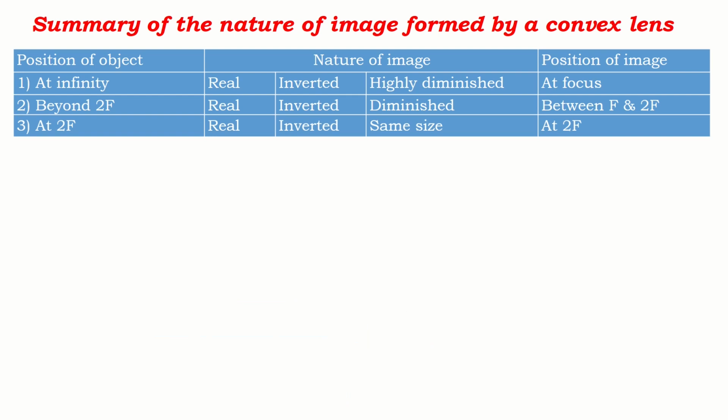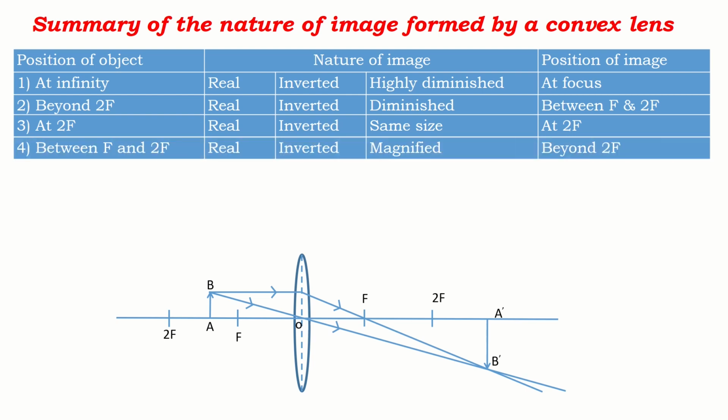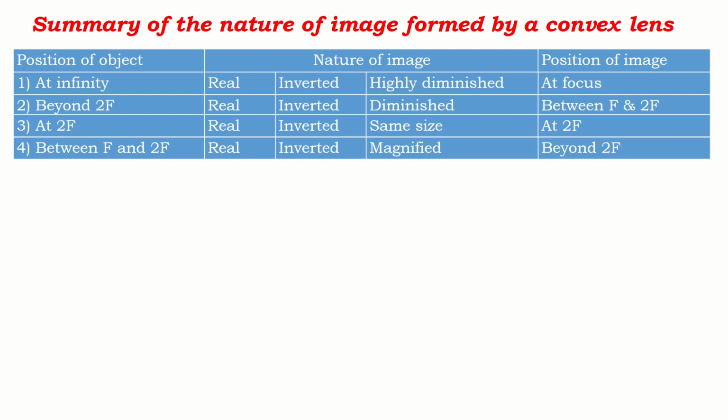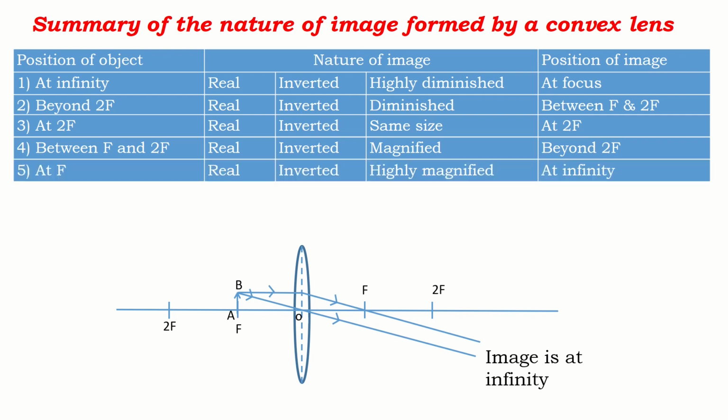of the lens. Now the next condition, when the object is in between f and 2f, then what type of image forms? Again a real image forms, and it is inverted also, and it is magnified and it forms beyond 2f. Okay, now the fifth condition, what was it? When the object is at focus, then its image was found to be formed at infinity. It was real, inverted, highly magnified and it was at infinity.